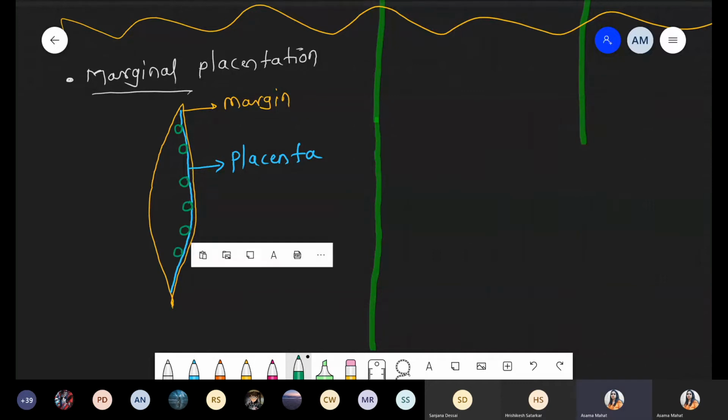So this structure, which is represented by green color, nothing but these are the ovules. Such type of structure is called marginal placentation, where placenta is present on the margin, and on the placenta the ovules are arranged. Marginal placentation: placenta present at the margin, and on placenta ovules are located. So this is the first type, which is very common in the Fabaceae family, marginal placentation.